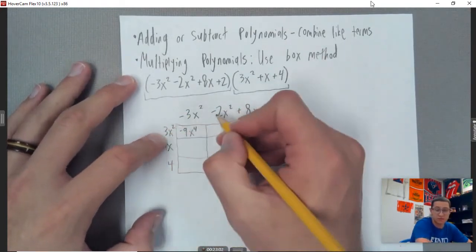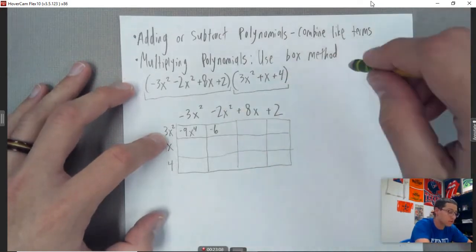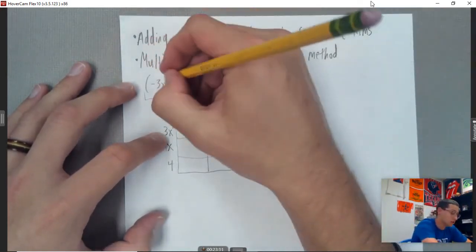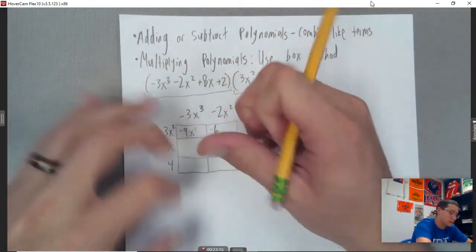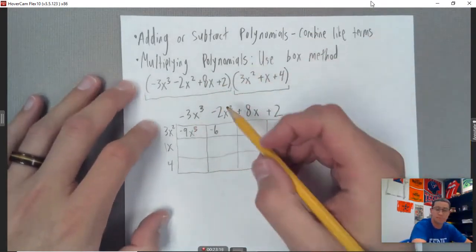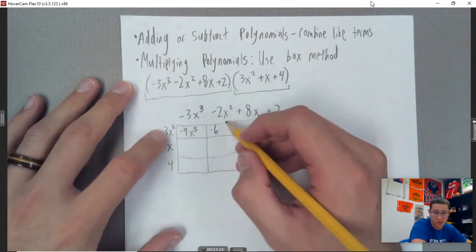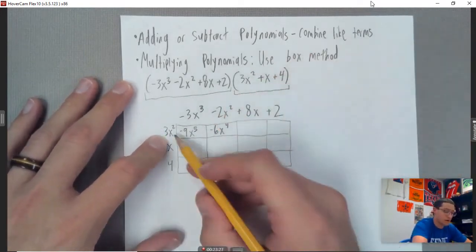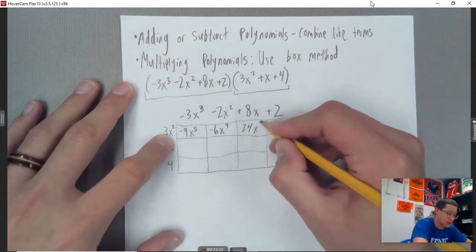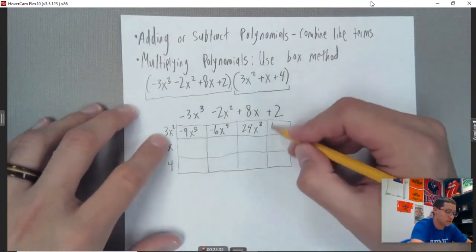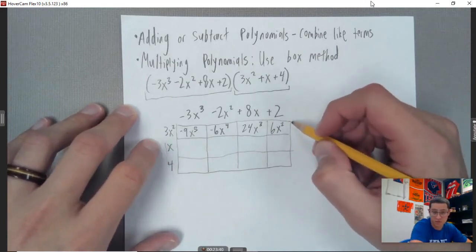So we've got 3 times negative 2, that's negative 6. X squared times, that should be x, excuse me, this should be x cubed. X cubed, and then we're going to change that to x to the 5th. I apologize, that initially should have been x cubed. So negative 2 times 3, and then we've got x to the 4th. 3 times 8, that's 24. X squared times x, x cubed. And then we've got 2 times 3, 6. And then we just leave x squared, because we don't have anything else with that one.